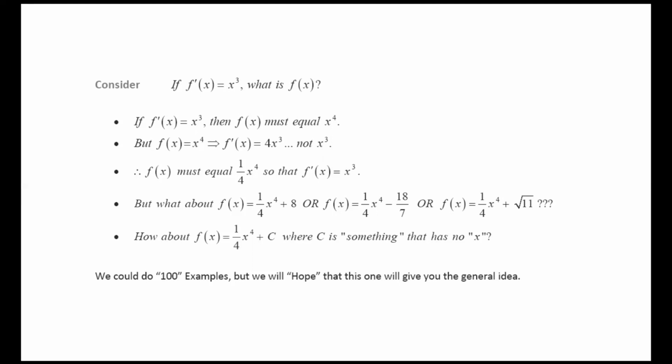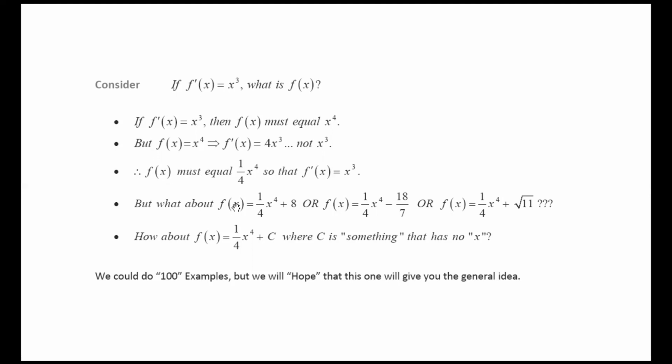So let's make an adjustment. Let's assume that f of x were 1/4 x to the fourth and take the derivative. And when we do, we get 1/4 times 4, which is 1, x cubed. So we can now assume that 1/4 x to the fourth is the original function.